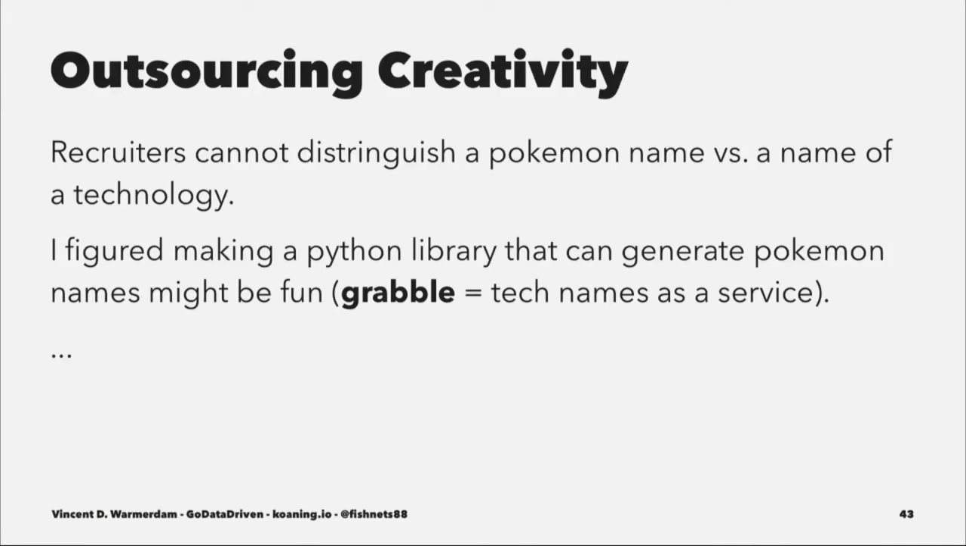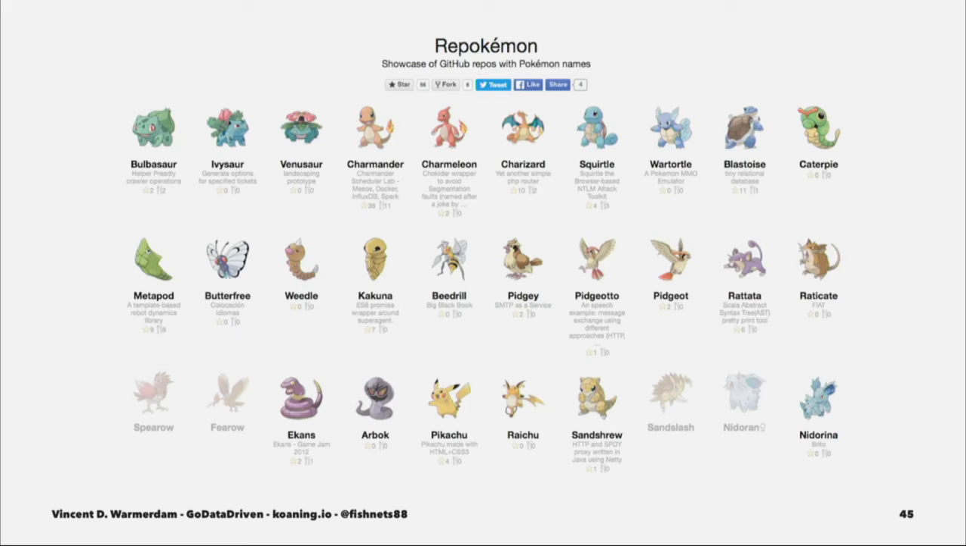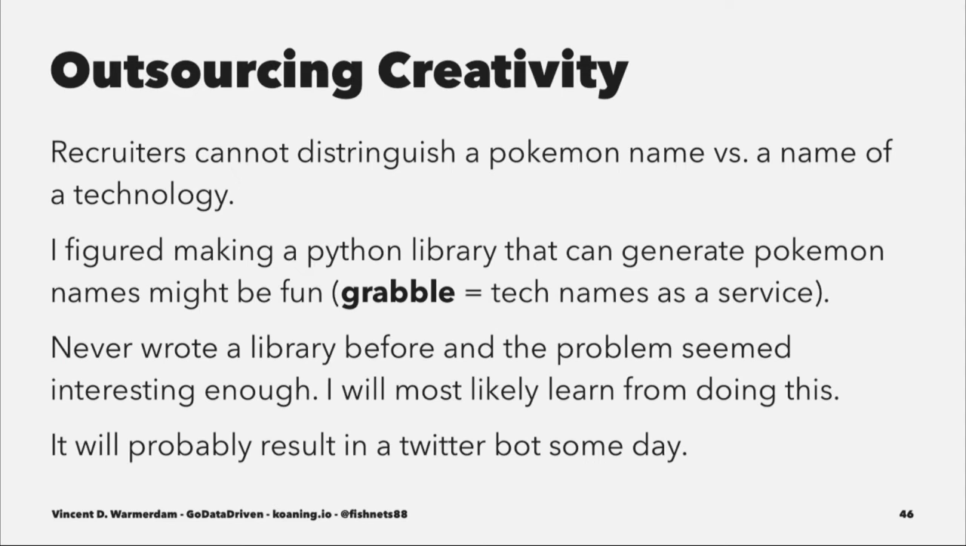So the library is called Grabble. It's totally not done yet, but the idea is to have tech names for a service. And before you start thinking, gee, that's ridiculous, Vincent, speaking of Pokemon as tech names, there's this GitHub repo. Turns out that a lot of people have used Pokemon names for their original GitHub projects. There's a link in the presentation if you want to look at it later, it'd be fine. But Metapod is actually not necessarily a big data technology, but a template-based robot dynamics library. And there's this lovely little web page that for every 750-ish Pokemon gives you a link to GitHub with the name of a Pokemon in the package. Anyway, back to serious stuff.